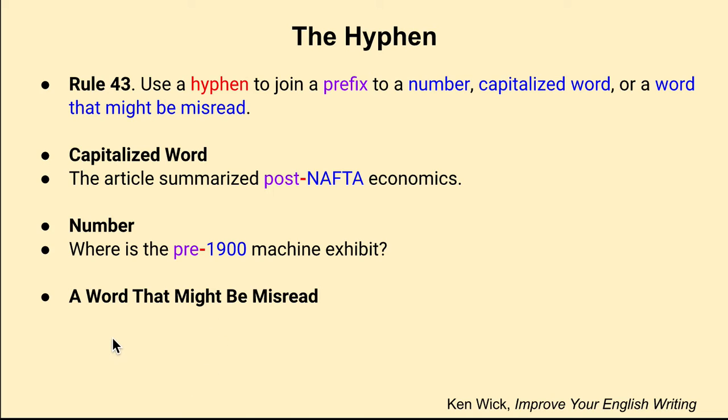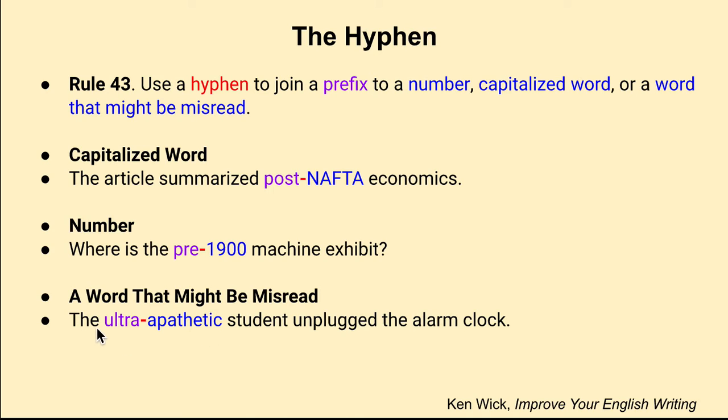So now let's look at some words that might be misread. The ultra-apathetic student unplugged the alarm clock. So in this case, this prefix ultra is attached to apathetic with a hyphen because a double A combination requires a hyphen. So anytime you have this double A combination here, so you have a prefix ending in A and a word starting with A, then you would attach it with a hyphen.